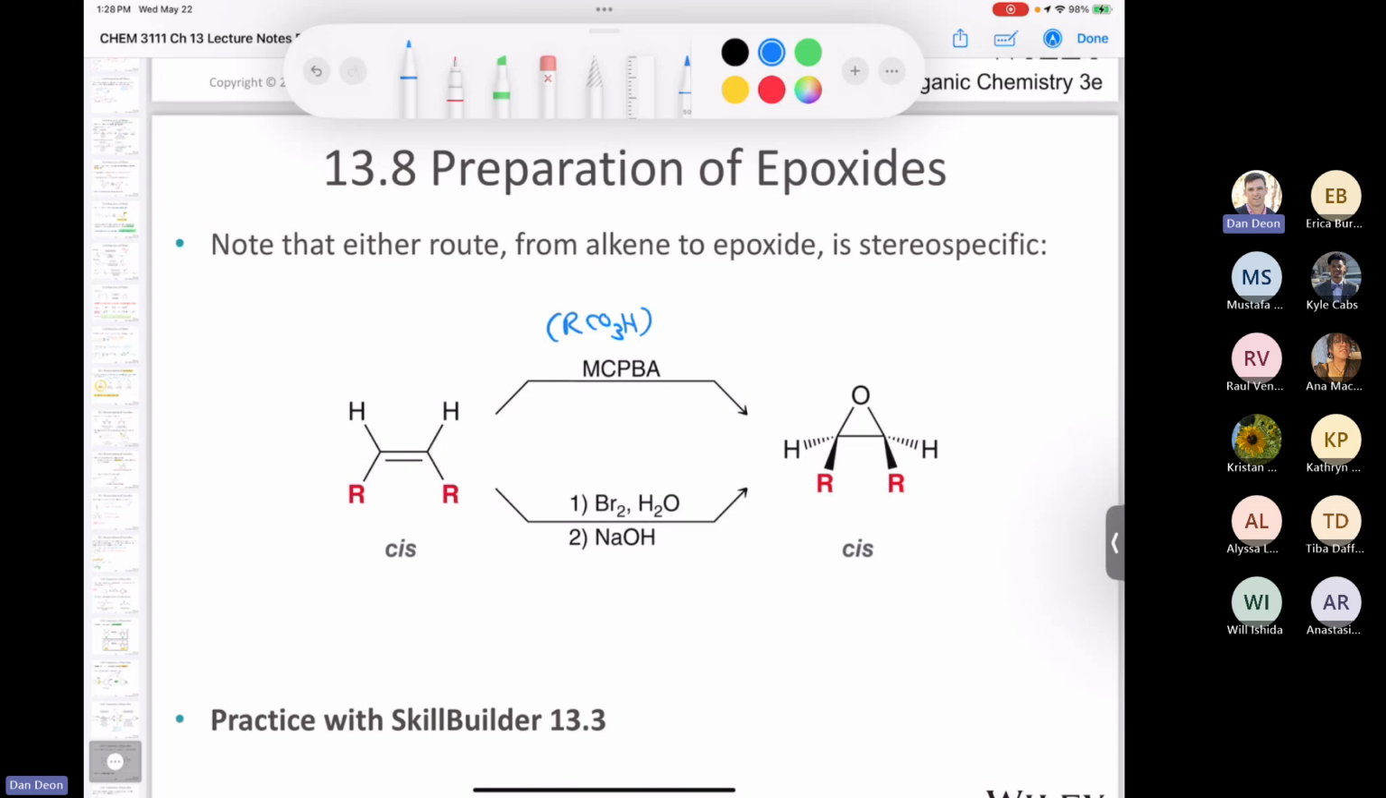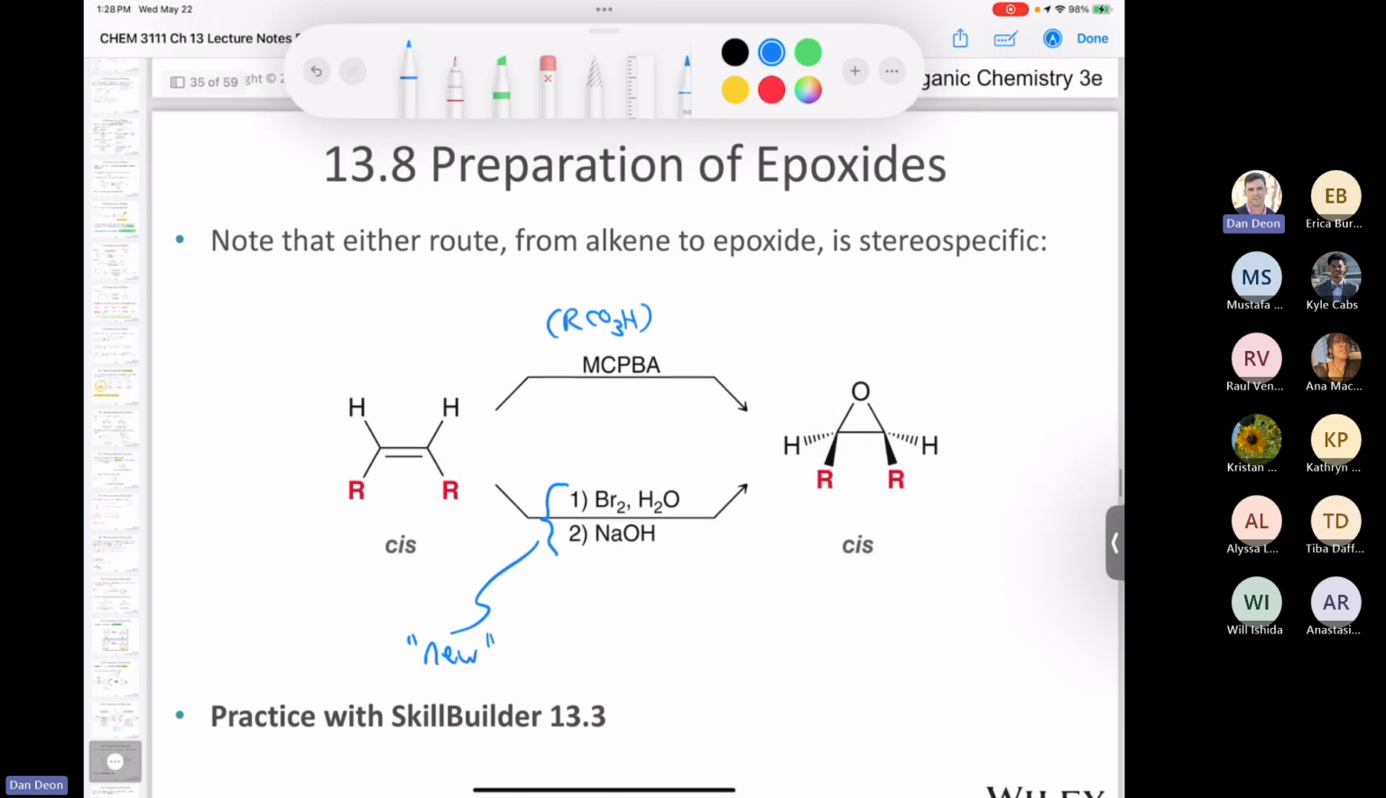You would form an epoxide. Again, cis yields cis, trans yields trans. Or you could do this brand new process. So this is new, and I'm going to put that in quotations because the first reaction is an old one. It's just the fact that you can treat it with sodium hydroxide and do an SN2 and make the epoxide, which is new. Really, it's only the second step. So now you have two ways of doing the same thing.